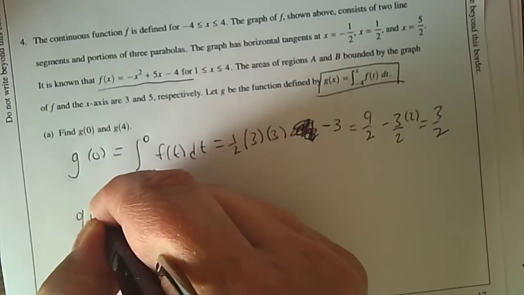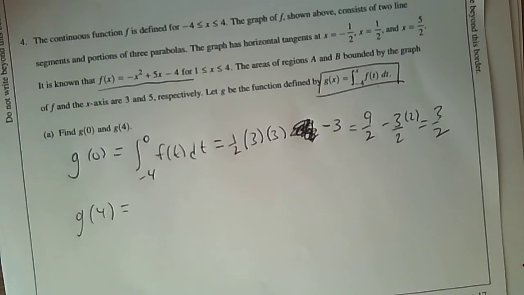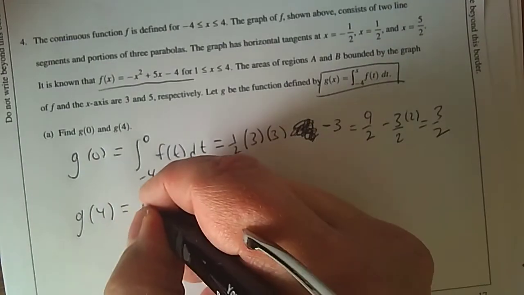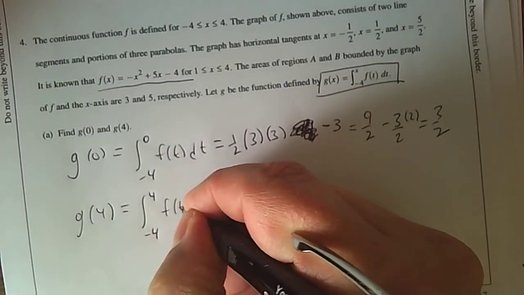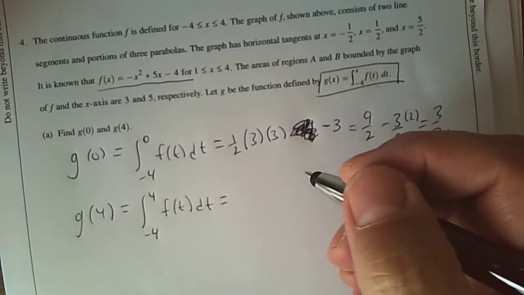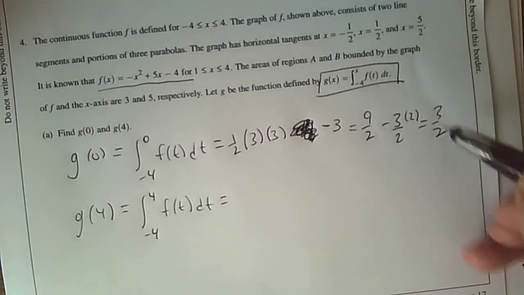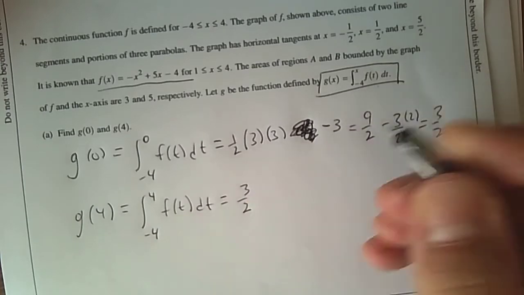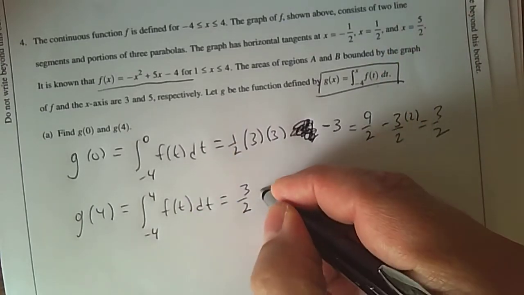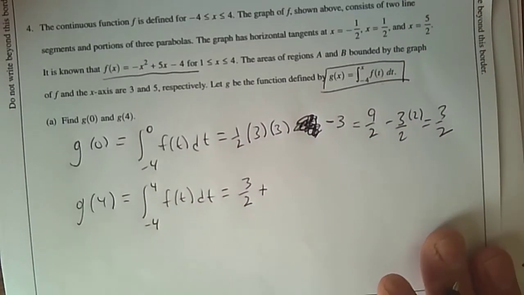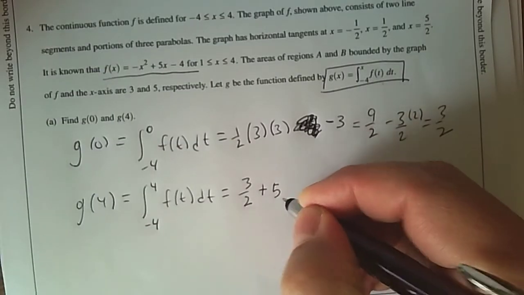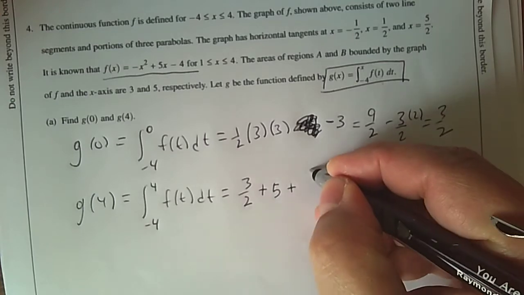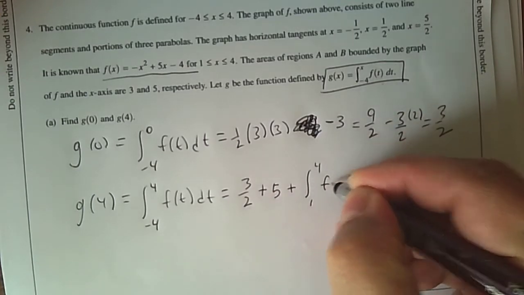What about the second one? Why don't you try this one? Set it up, and can you find the area that it's asking for? All right, for those that need support right away, you can follow. We're going to substitute 4 in. Now, we already know -4 to 0 is 3 over 2. So we already know that part. Everything else we're going to add in. The next one, we're told that B, the area is 5. And then the last part I need to do goes from 1 to 4.